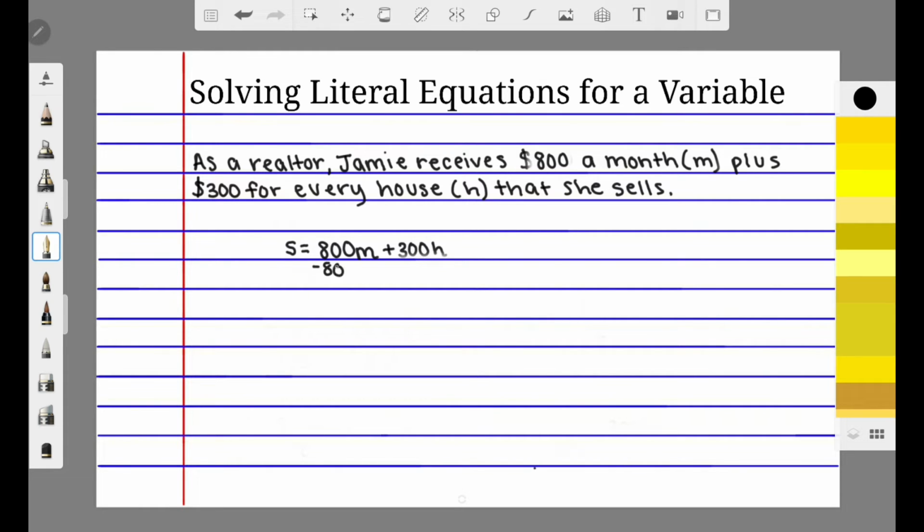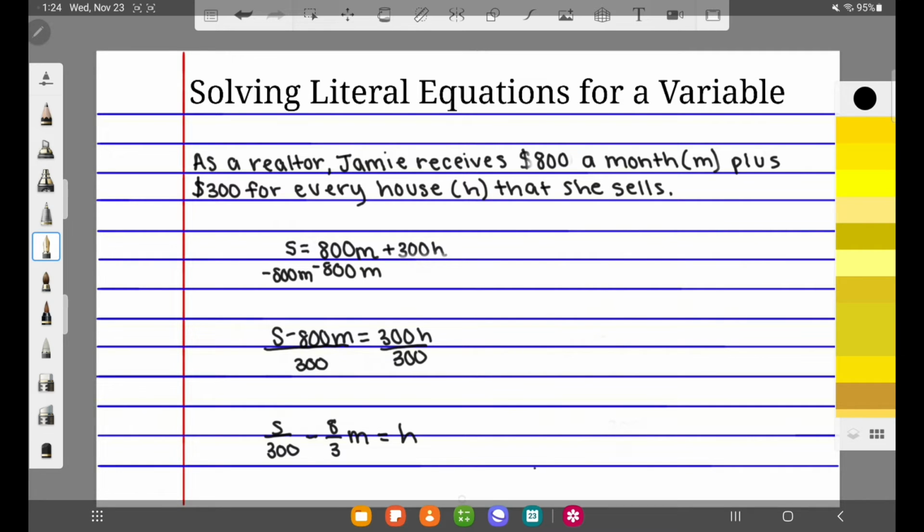Same way, we'll just get rid of the other term. S minus 800m is equal to 300h, and then we will just divide by 300.